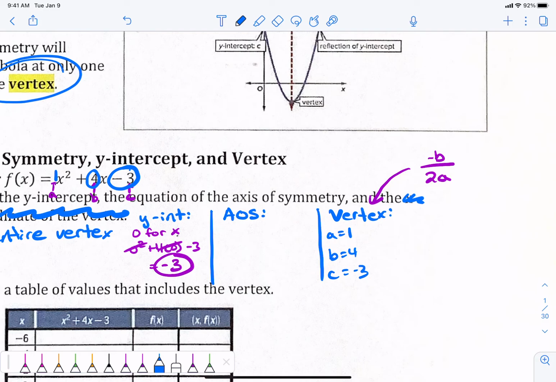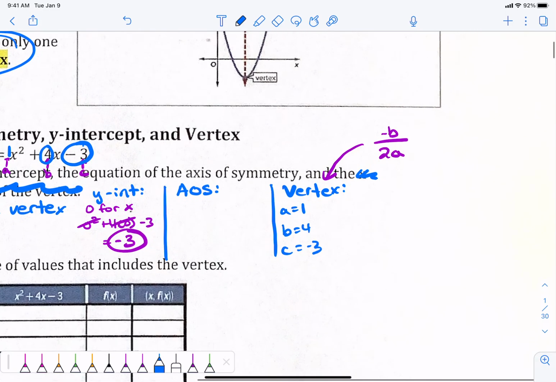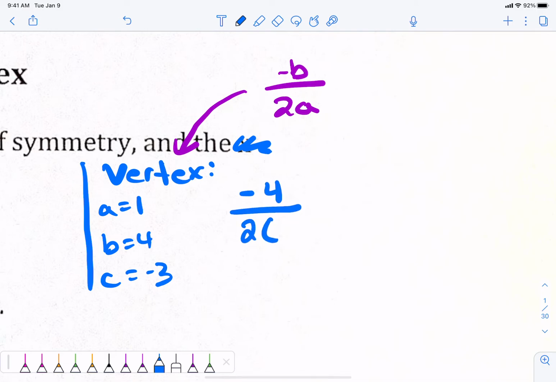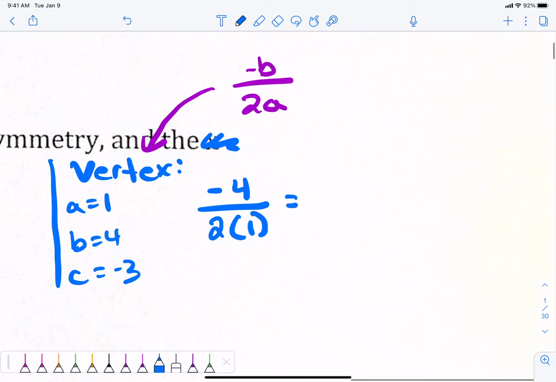Now, we really don't care about C in this case, but I wrote it down anyway. We need to calculate what -b over 2a is. So, -b is -4 over 2 times a, which is 1. Do we see what I just did? -4 over 2 is -2.